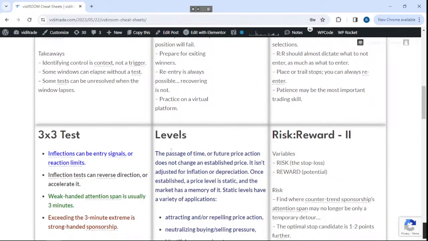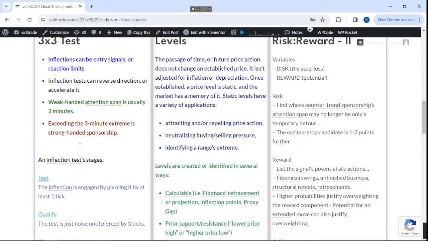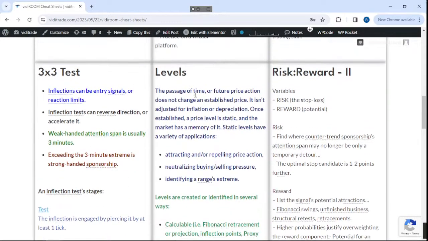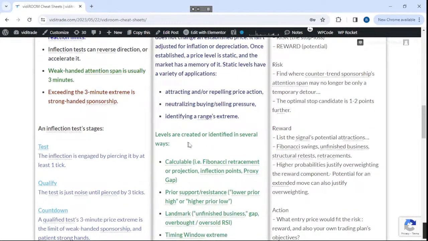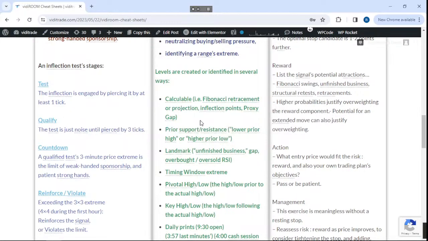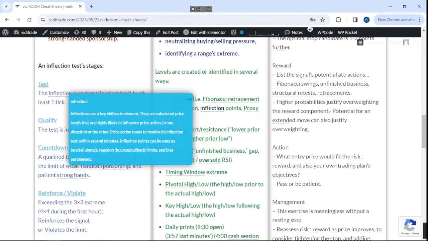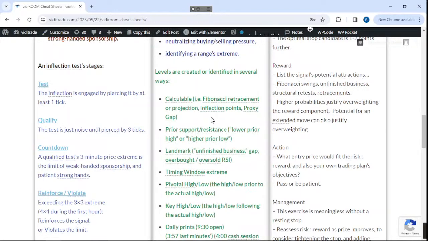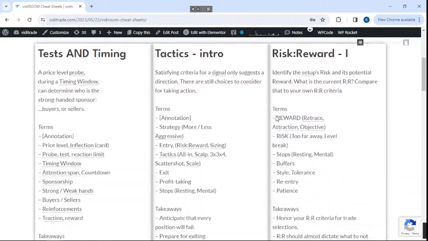You can download it. There's the 3x3 test we're about to walk through. You can also look at levels. There's all sorts of levels to know or not know. I'm going to draw a line there anyway, but just to know what the levels are from. They're calculable levels. If you hold your cursor over it, by the way, it brings up a definition that you can look at. Inflection points, prior support resistance, etc. So anyway, those are the levels.